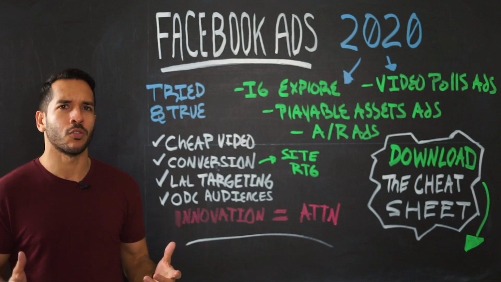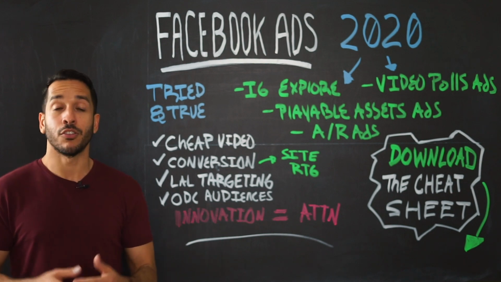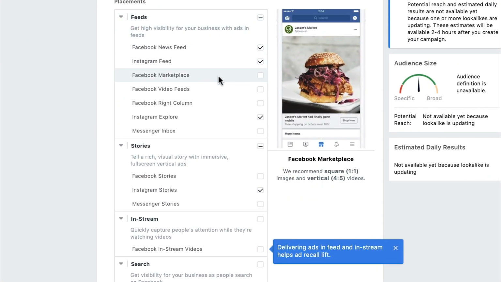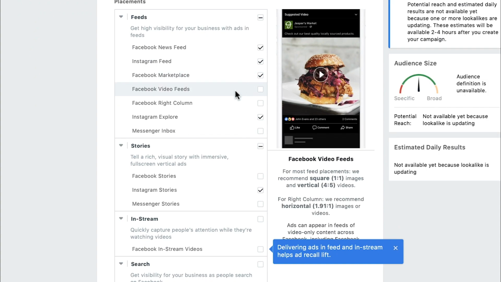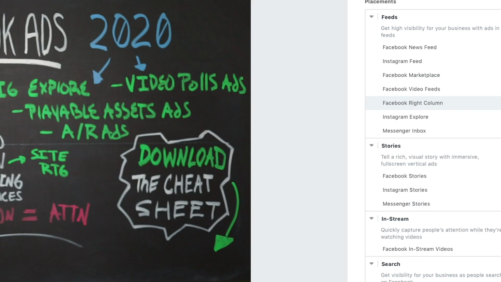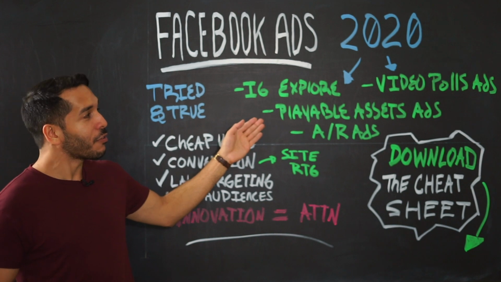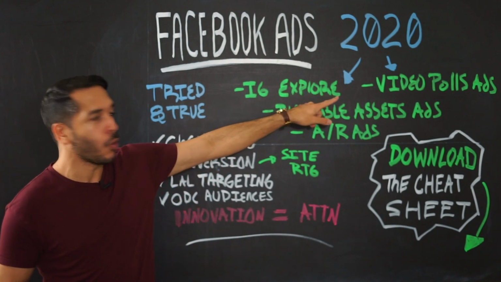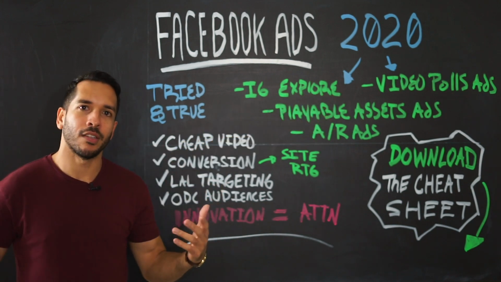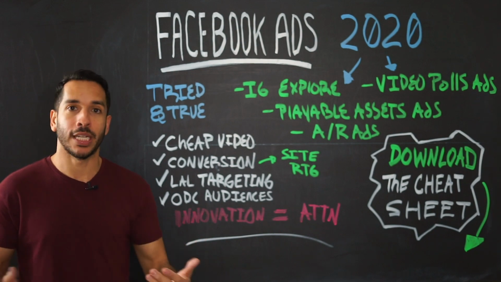Now there are other placements as well that you should probably be testing. There's marketplace, there's suggested videos. This one specifically is something new that they've updated, so that's why we're calling it out. Another thing that's relatively new is video poll ads. They did a beta for this in Q4 and now they're rolling it out globally.